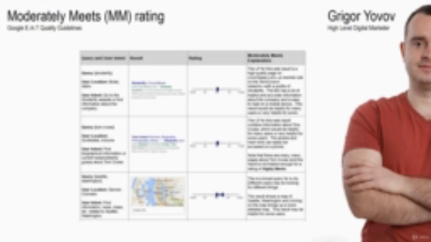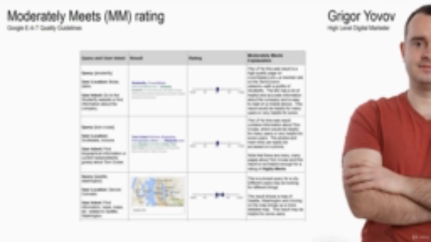Hello, in this lesson we'll talk about the moderately meets rating. This rating of moderately meets is assigned to results that are helpful and satisfying for many users or very satisfying for some users. Moderately meets results have fewer valuable attributes than highly meets results.